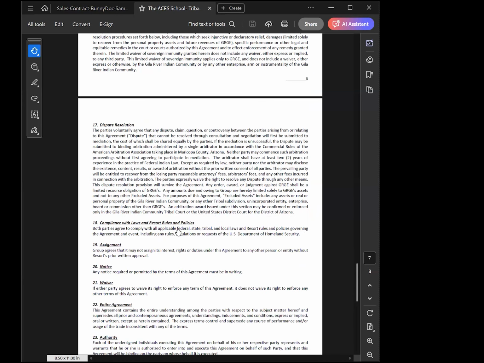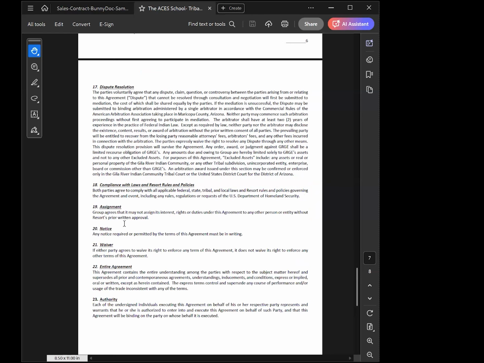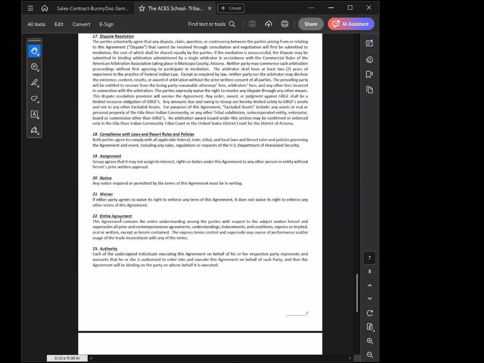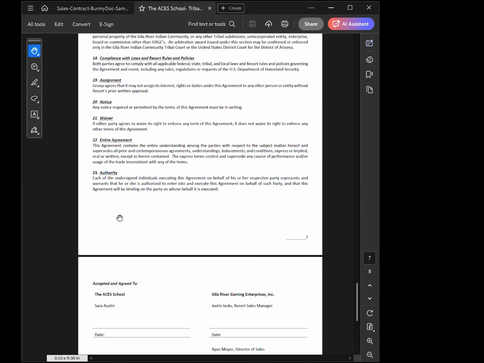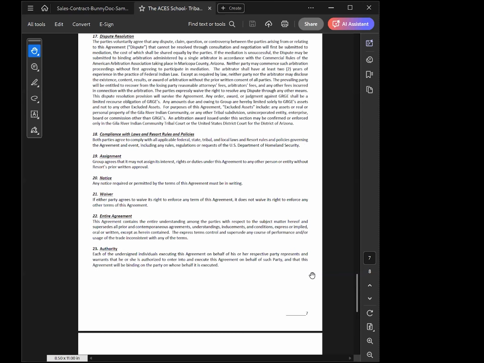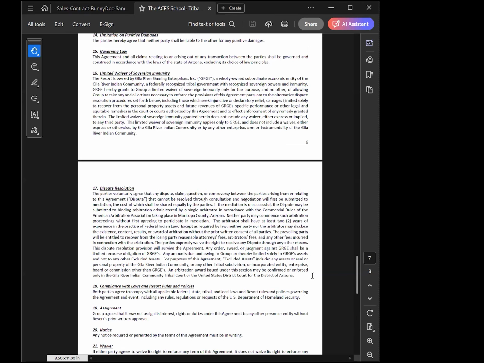Compliance with laws, resort rules, and policies. There's your assignment provision. Notice waiver, your entire agreement. That's the integration clause, also known as entire agreement, number 22, and the authority that every person has to enter into these contracts. So there's an example. You see it. Everything is right there for you. And I think that brings me to the end of the workshop here. I'll go ahead and take any questions.